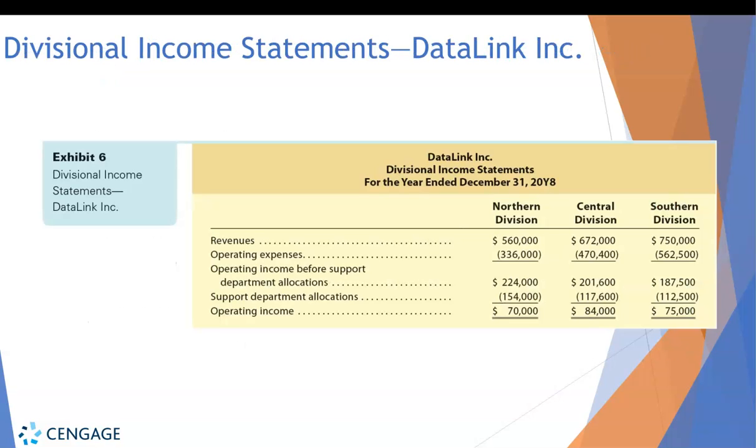So if we use only operating income, the central division, as you see here, is the most profitable. But operating income does not reflect the amount of assets invested in each center. For example, the central division could have twice as many assets as the northern division. For this reason, performance measures that consider the amount of invested assets, such as the return on investment and residual income, need to be used.